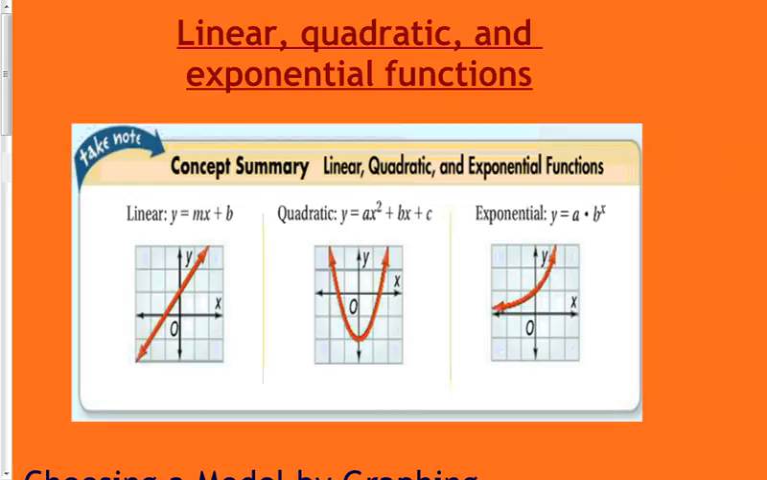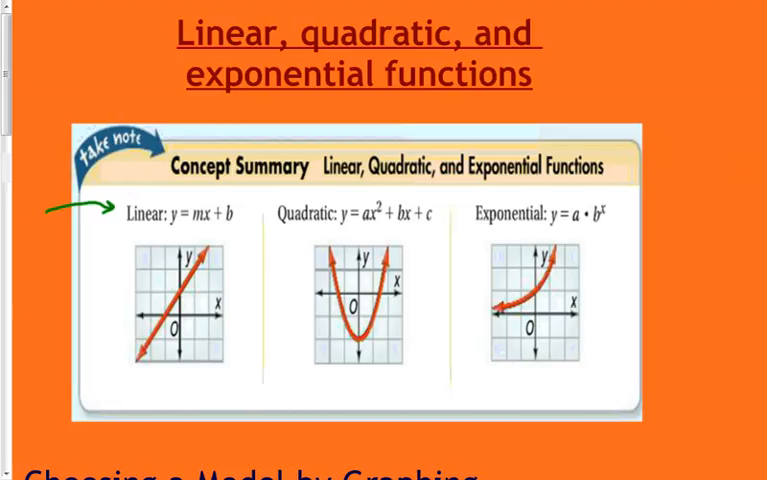So first of all, linear, quadratic, and exponential functions. Here is what the equations would look like. So linear, of course, is y equals mx plus b. Quadratics are in the form y equals ax squared plus bx plus c, and then exponential are y equals a times b to the x power.